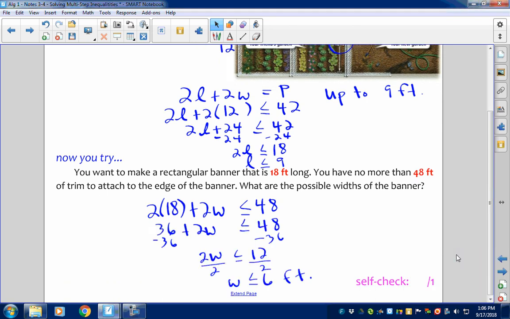So the possible widths of the banner have to be less than or equal to 6 feet. So 6 feet would be your max for each one. So 6 and 6 and 18 and 18 add up to 48. 6 is correct.